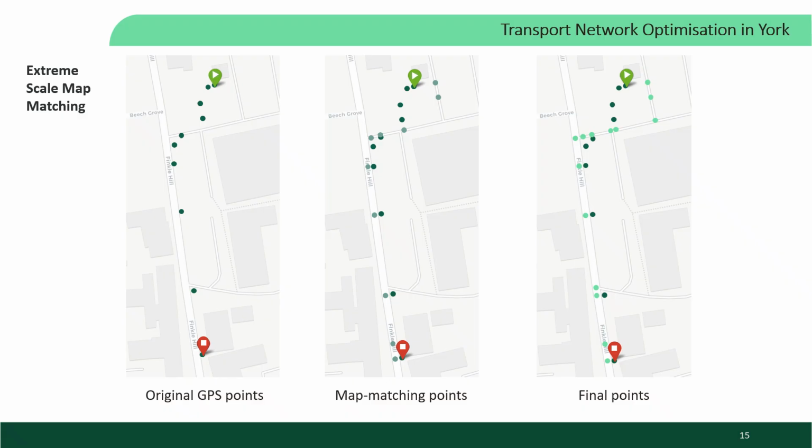On the left-hand side, you see the original GPS points, which are often misaligned with the road network. After map matching, the points are accurately placed on the road segment. And finally, on the right-hand side, you can see the refined trajectories, especially around intersections where precision is critical. So you can see that there are even more points than before. And this can be used for different applications, and one of them is the hotspot analysis.